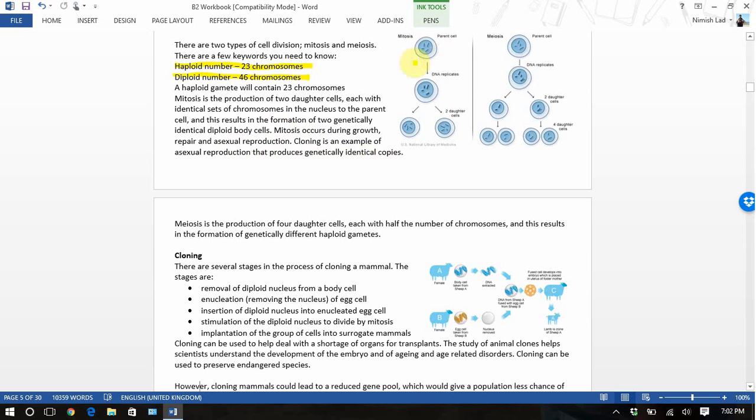So you start with the parent cell, the DNA replicates. You can see it's got twice as much of it now, and then it splits up into 2 daughter cells to make exact copies of itself. Very straightforward for mitosis.